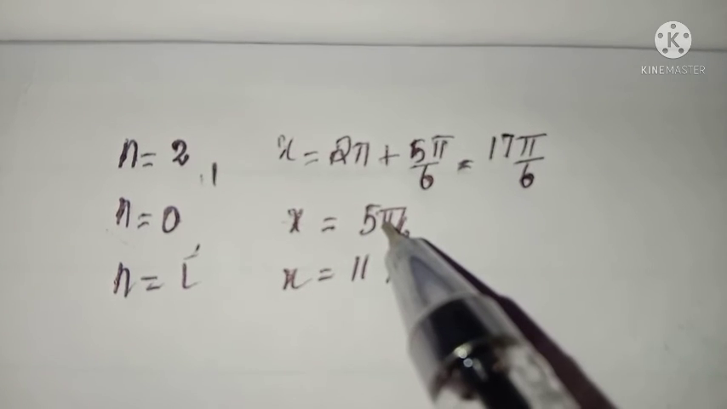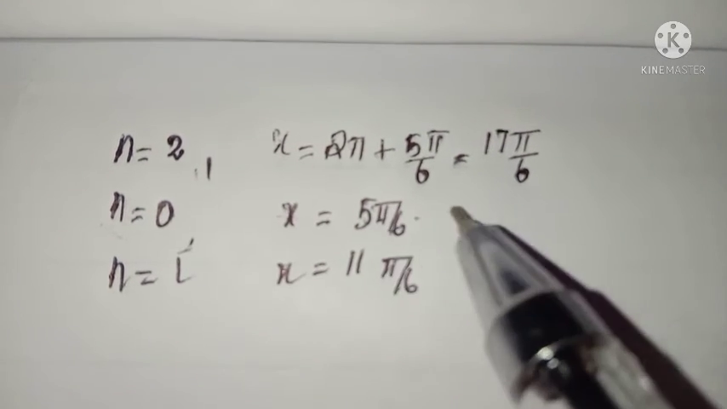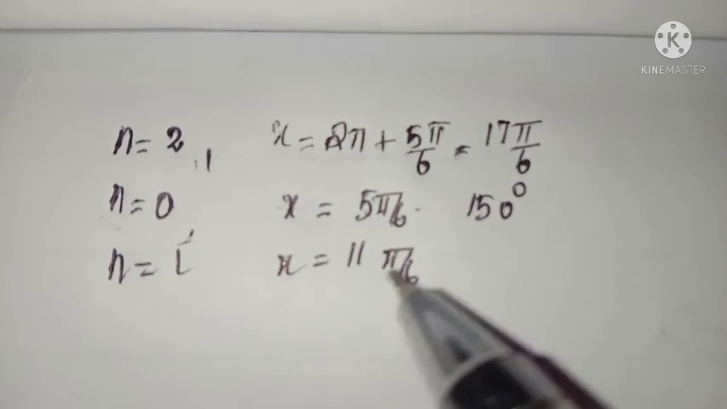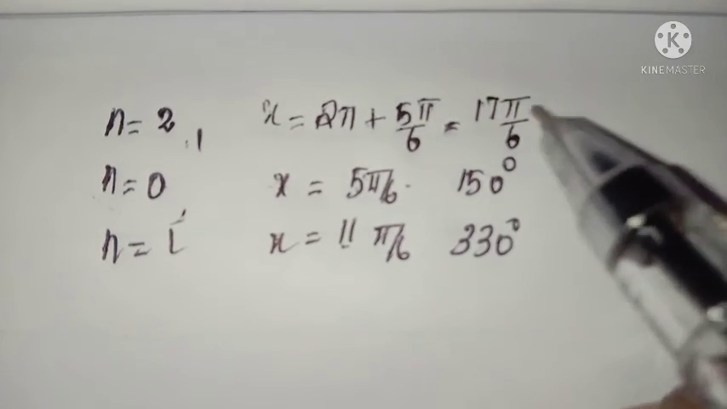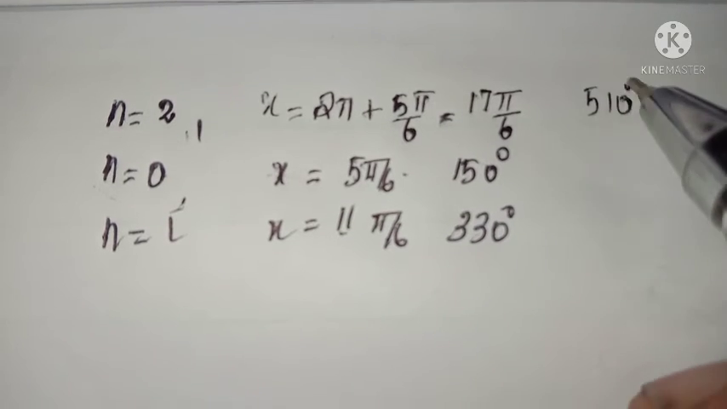Here pi by 6 means 30 degree. So 5 into 30, 150 degree. 11 into 30, 330 degree. 17 into 30, it is 510 degree.